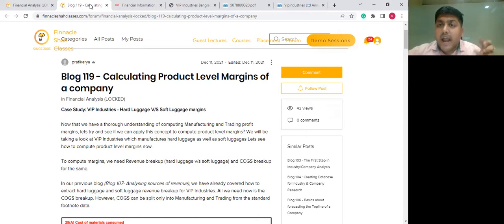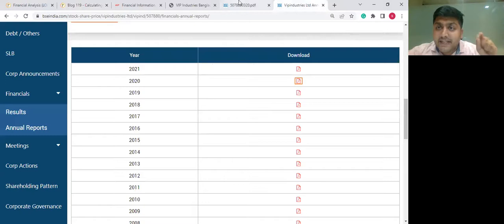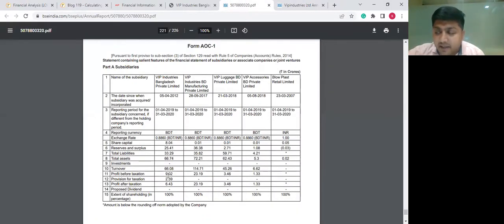So which means the entire profit which VIP Industries Bangladesh subsidiaries are making, how much is that? Let's take a look. This is it. Profit after taxation, 6.43 plus 23 plus 3.43 plus 1. That's roughly about what? 34 odd crores, or 35 odd crores.